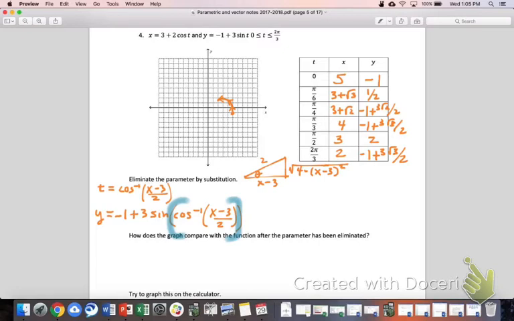Okay, all right, so now we can do opposite over hypotenuse. And so we're going to get y equals negative 1 plus 3 times this whole mess here, over 2.